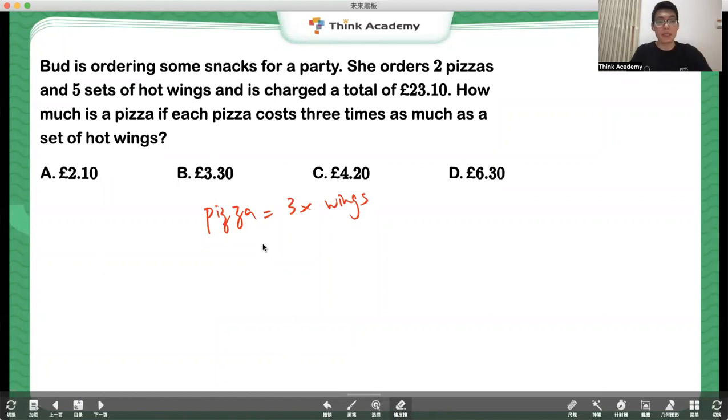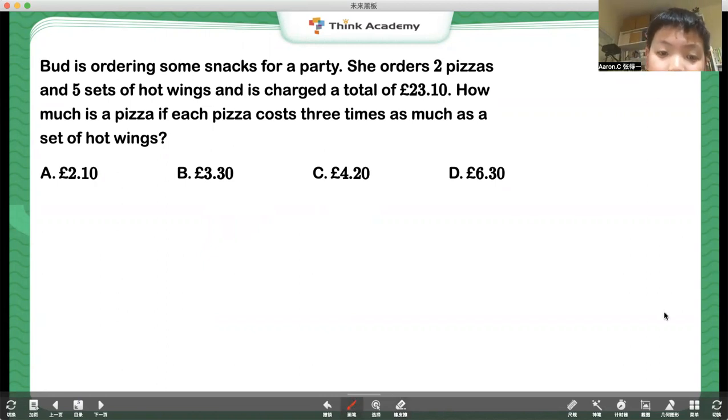So if the pizza costs 3 times as much as the wings, which one is smaller? Which one costs less? Wings, definitely. Pizza is just 3 times as much as wings. That's right, wings is the smaller quantity.